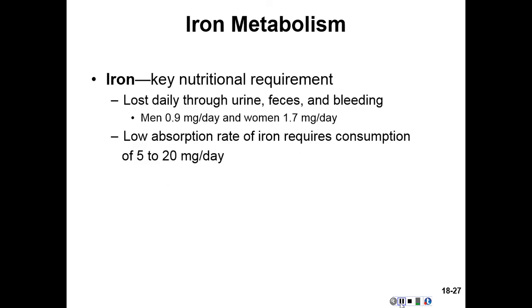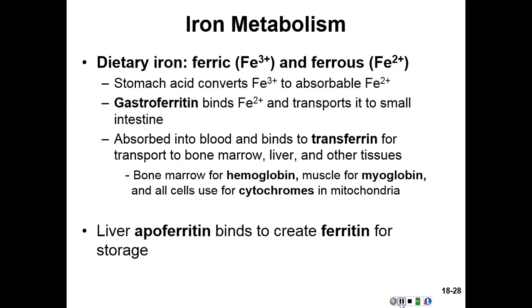Here, iron is a major nutrient that we need. You cannot make red blood cells without iron. So 0.9 in men to 1.7 in females is required, with a low absorption rate, based on the consumption per day in milligrams. Alright, so this just shows you that the stomach acid converts iron 3 to iron 2.